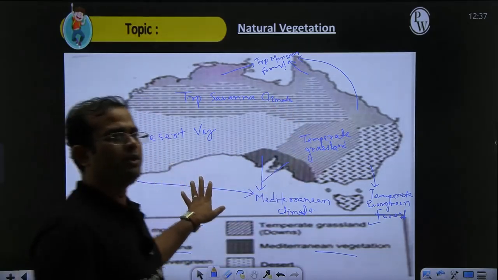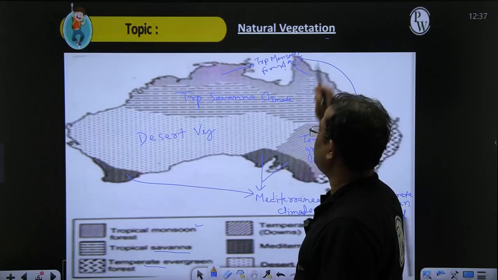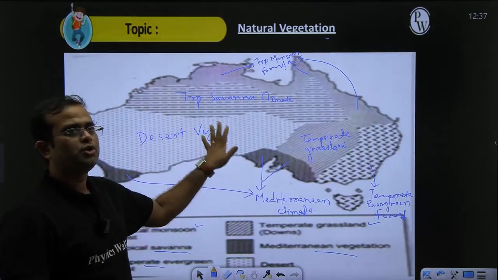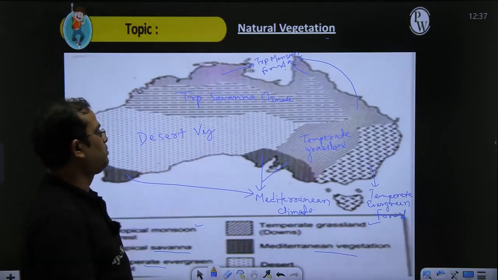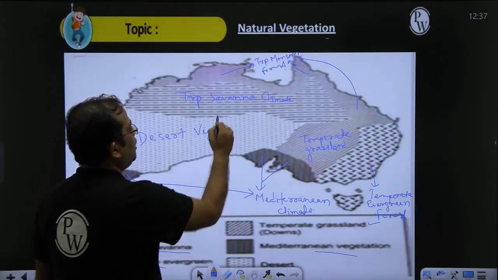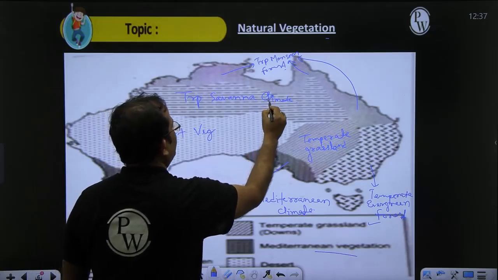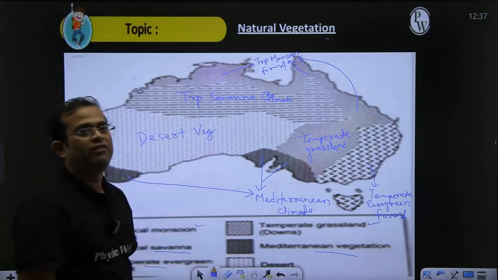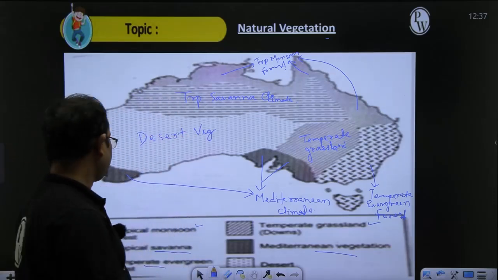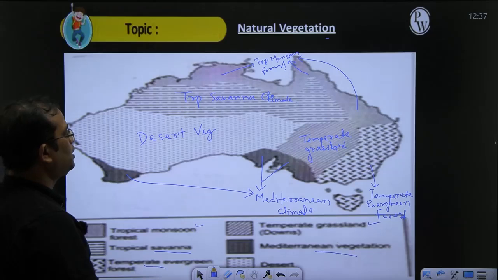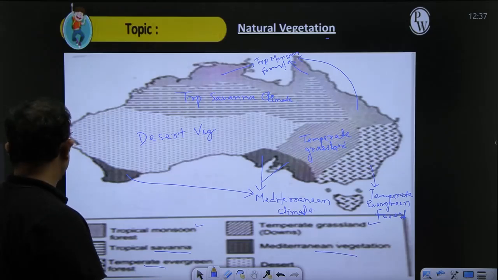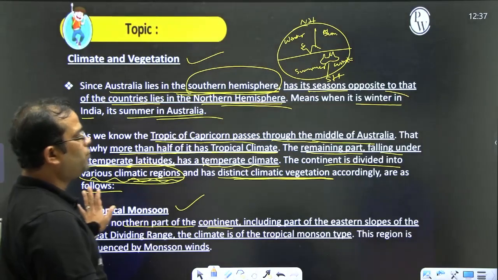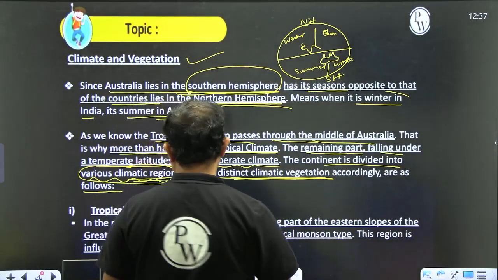We have segregated the natural vegetation of Australia. From the diagram you can see clearly that most of Australia is desert vegetation. Then there are tropical savanna climate, tropical monsoon, Mediterranean climate, temperate grasslands, and temperate evergreen forests. So first we'll go one by one. First we'll go for tropical monsoon.